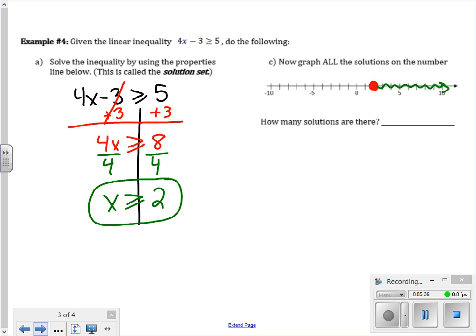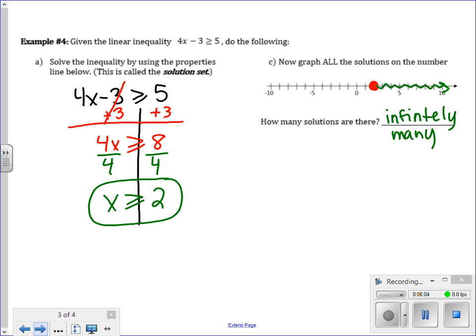That's called the solution set because any number 2 or any number under the shaded region to the right all make this inequality true. Now the question, how many solutions are there here? It turns out there's infinitely many solutions. Right? There are infinitely many numbers that are bigger than or equal to 2. So there's infinitely many solutions.